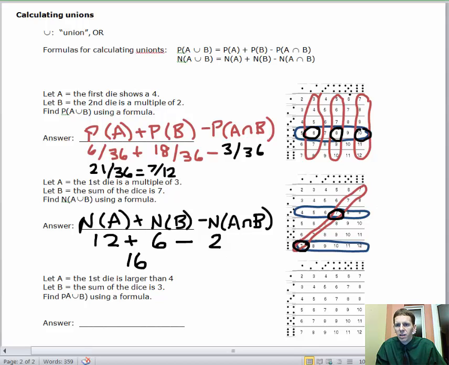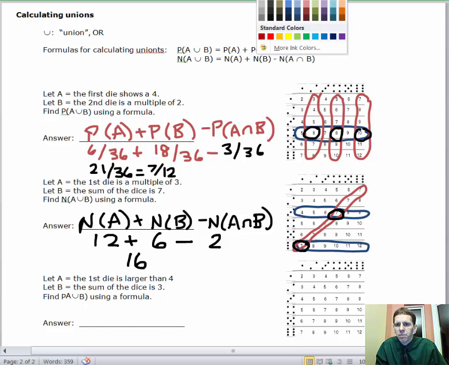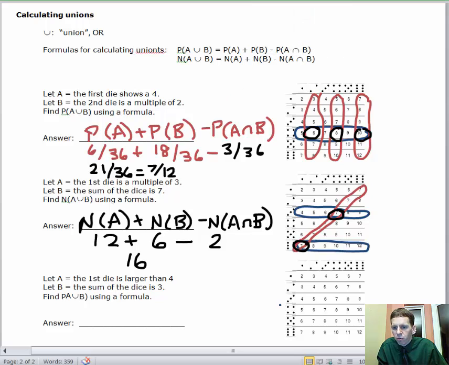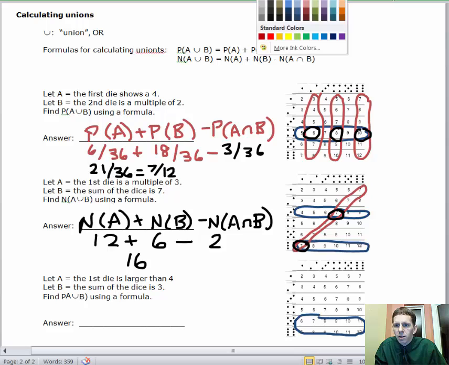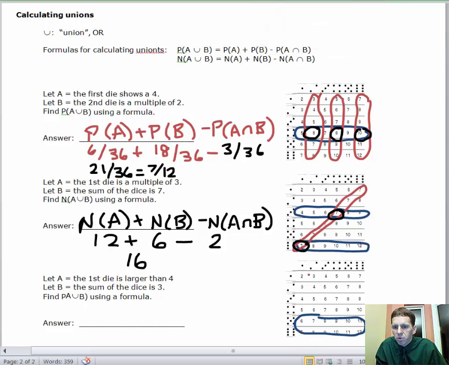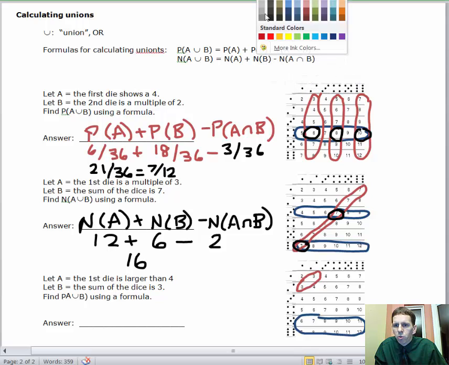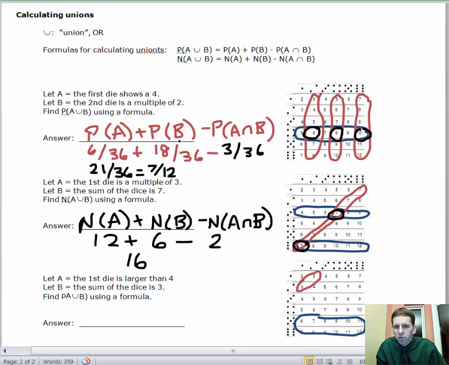For our last situation, the first die larger than 4, again, were these 12 numbers that were at the bottom. The sum of 3 were these 2 numbers that were right here. And we're doing a probability question again. So we're going to do the probability of A plus the probability of B minus the probability of A and B. Same formula we used in the first example.